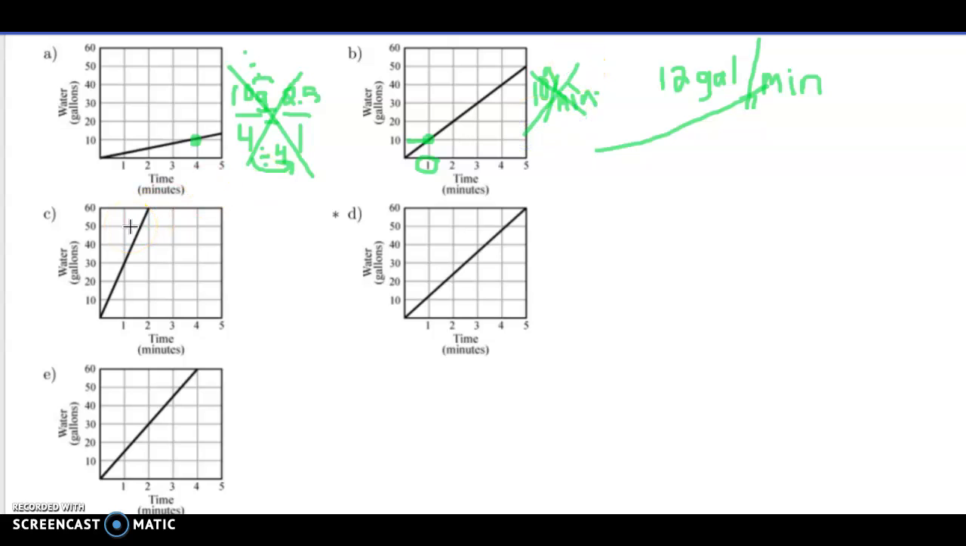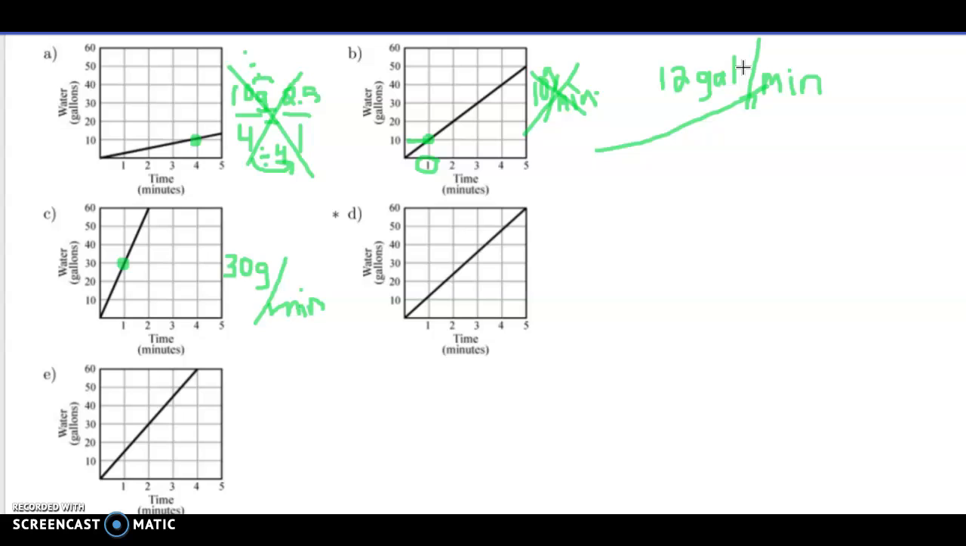So let's go to C. Once again, I have to find a beautiful point on the graph. Well, I'm very lucky because there's one right here. Look at that. For 1 minute, it's 30 gallons. So this one's actually reading at 30 gallons per minute. Oh, that's sloppy writing, but it is nowhere near 12 gallons per minute. So that cannot be my answer.